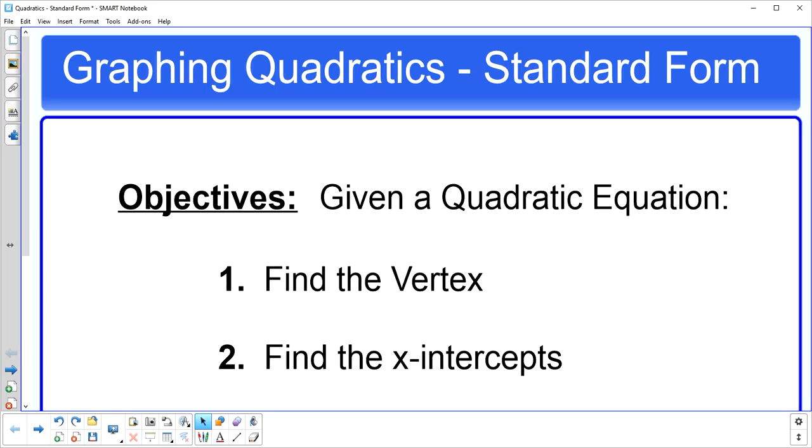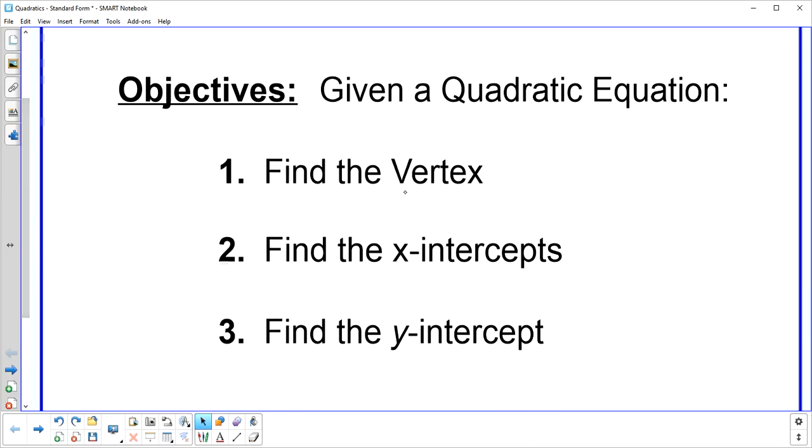Okay, next flipped lesson for graphing quadratics is going to be when we have the quadratic in standard form. So we've talked about intercept form, we've talked about vertex form, and now we're going to talk about standard form. Same basic idea. We're going to learn how to find the vertex in this form, the x-intercepts in this form, and then also the y-intercept in this form.